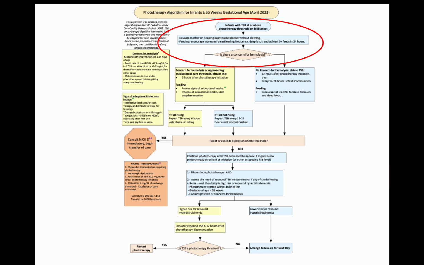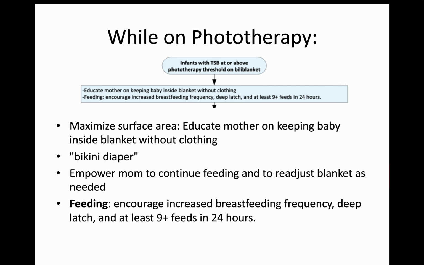So this is the beginning of the phototherapy algorithm. We're going to talk about what to do when we are on phototherapy. These are things you're going to want to tell mom when you go in. Most importantly, we want mom and nursing to maximize the surface area. The phototherapy blanket is more effective when we can get more surface area to help dissolve that bilirubin. So we like to call it the bikini diaper, as Dr. Baez likes to say. We can tuck the diaper in nice and trim so they can get maximum surface area, but enough to still cover any poops or pees.